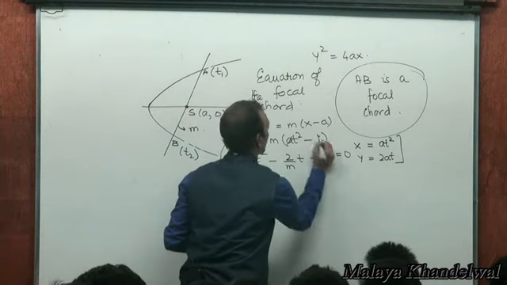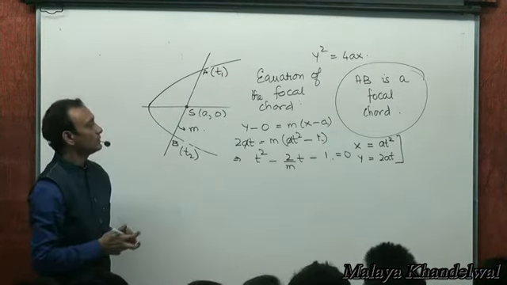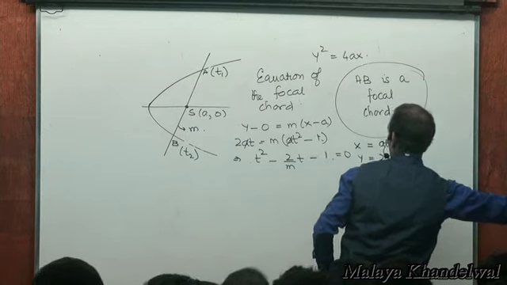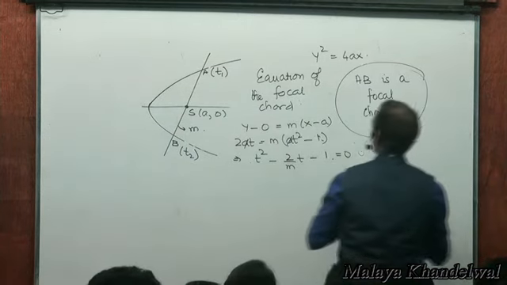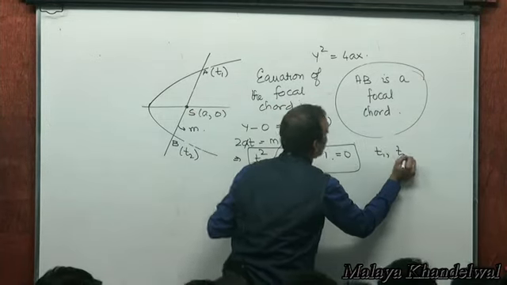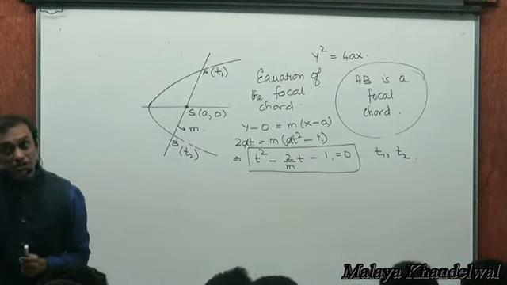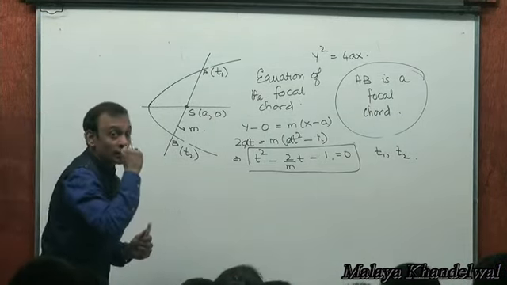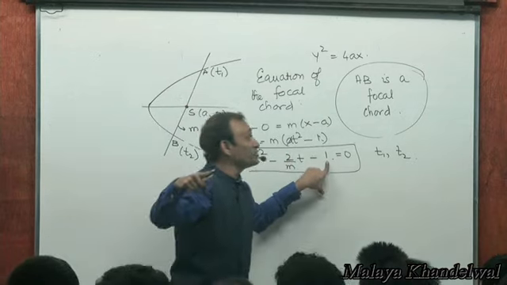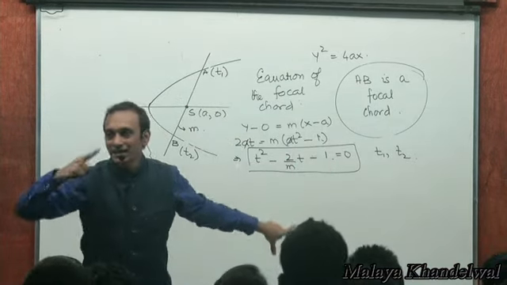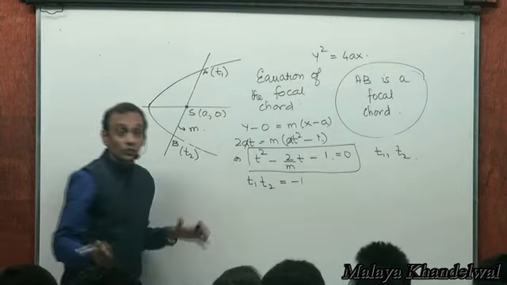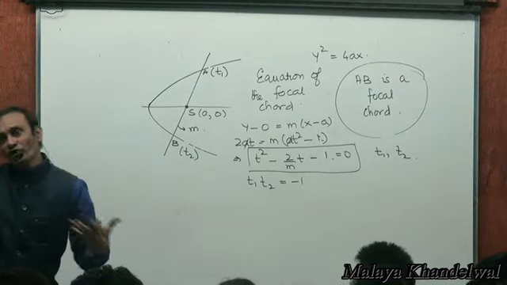Oh, a gets cancelled, so 1. Right? Which means the roots of this quadratic in t would be t1 and t2, which are extremities of the focal chord, right? And do you realize that although t1 plus t2 will depend on the slope of the focal chord, t1 into t2 will not depend on m? For a focal chord, t1 into t2 is minus 1, which does not depend on m.